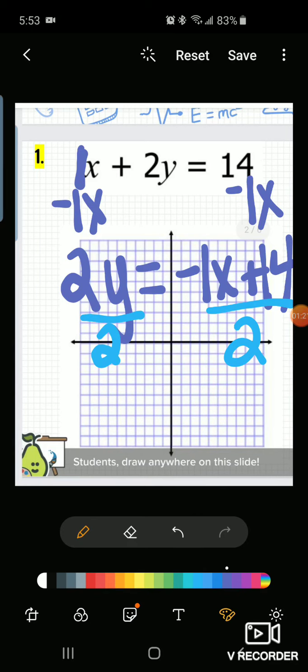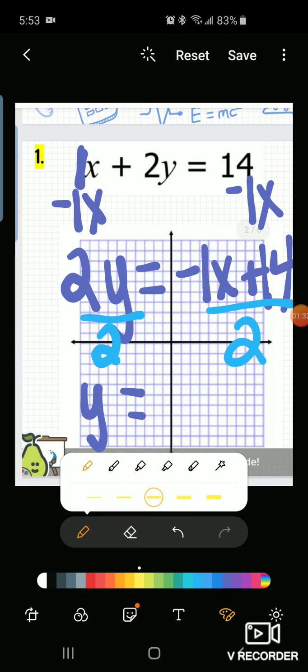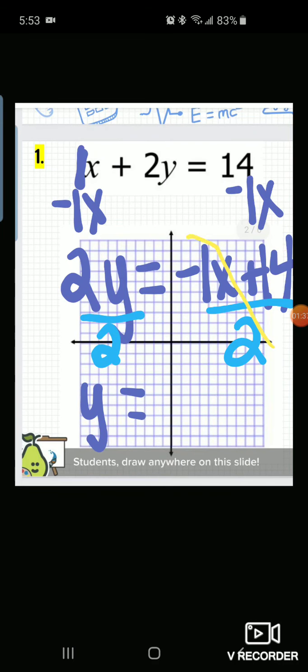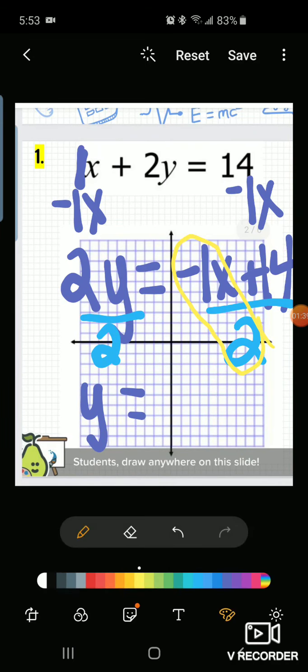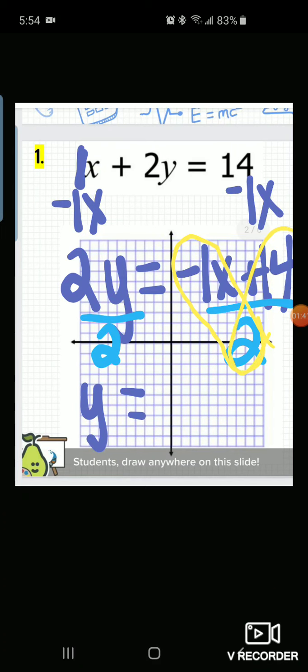So 2 divided by 2 is just 1y. So now we're left with 1y, which is what we wanted. And then we're going to set it equal. What we're going to have to make sure we remember to do is divide every term by 2. So I'm going to divide negative 1 by 2 and positive 14 by 2.